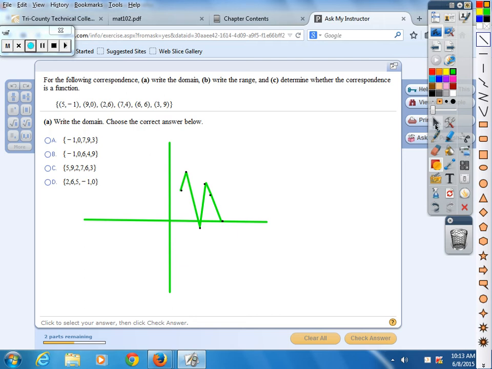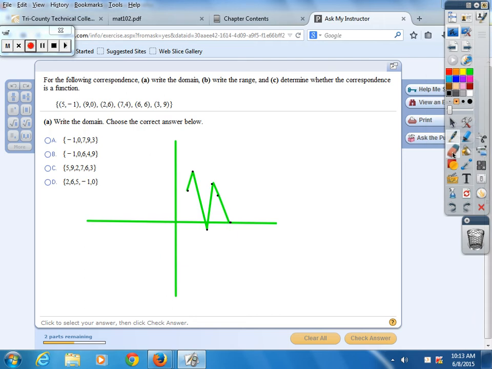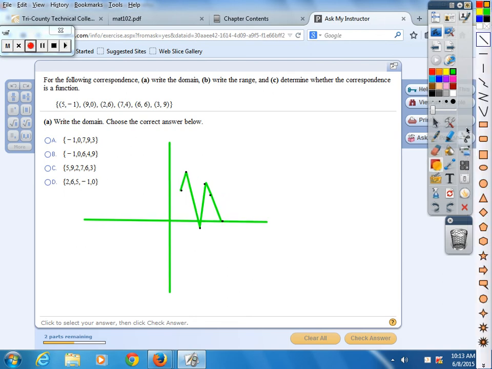Well, take your vertical line. The vertical line test tells us that if it crosses just one time, then that means it's a function. Is it a function? Yes. It is a function. Now, what's the domain?